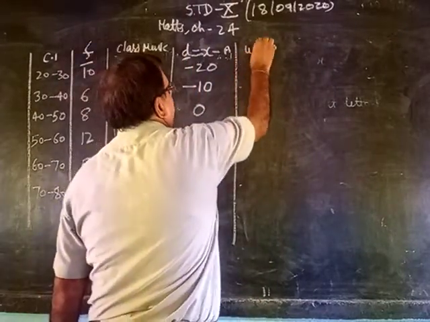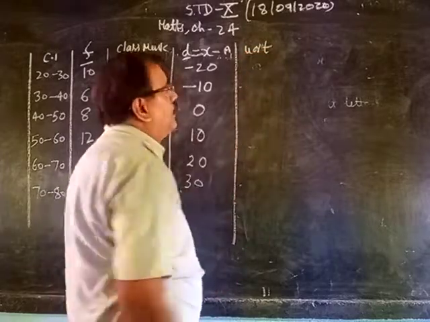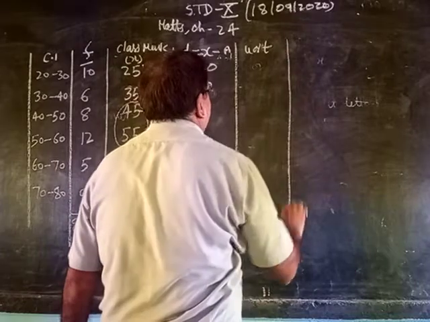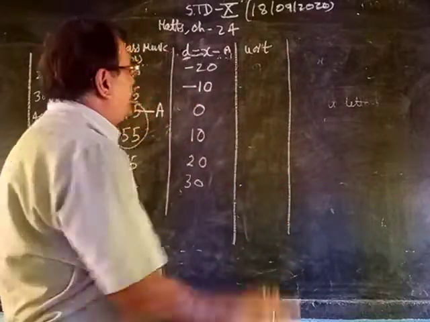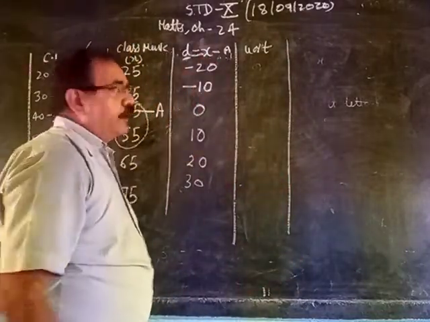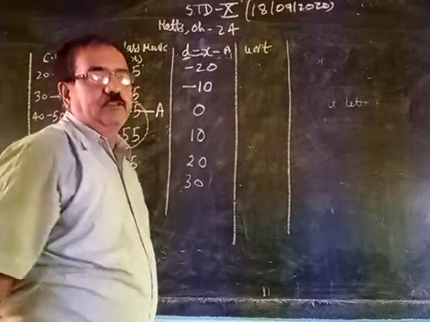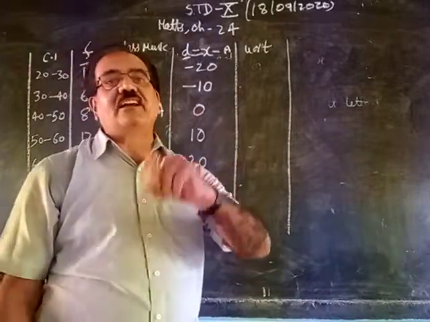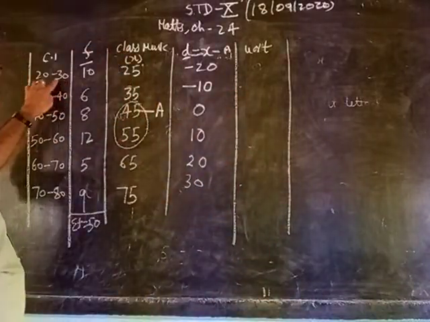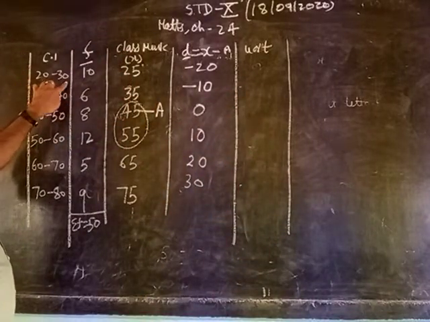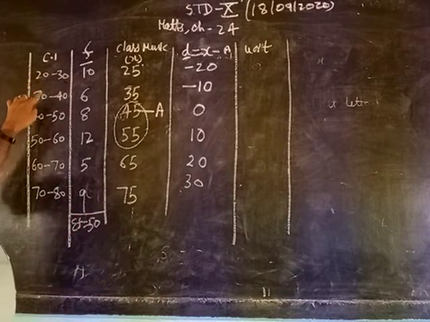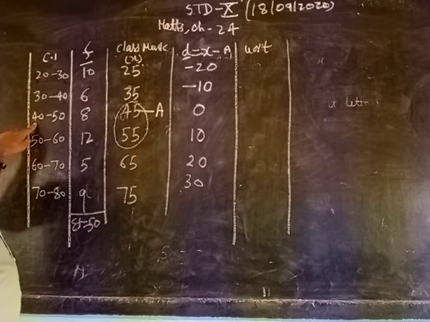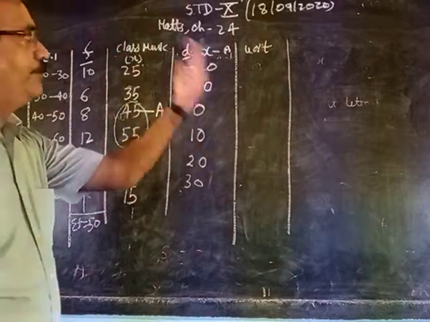Let u, or t; in some books it is denoted by u, but in some books it is denoted by t. Now what you have to do is divide the deviation by the class size. How do we find the class size? Upper limit minus lower limit: 30 minus 20, 10. 40 minus 30, 10. 50 minus 40, 10. So the class size will be 10.